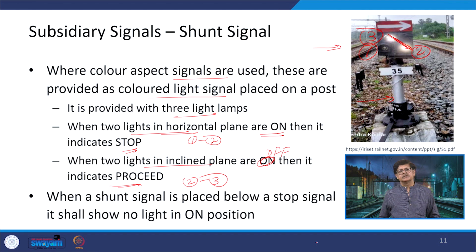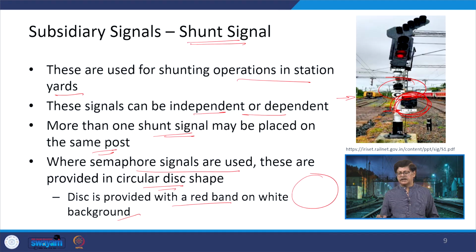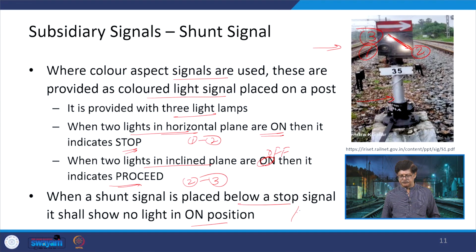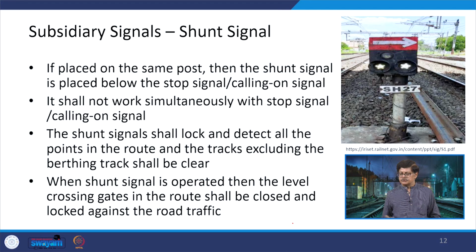Now, when the shunt signal is placed below a stop signal, it shall show no light in on position. So, if it is being correlated with the stop signal, as we have seen here that on the same one it is being provided, here there is no light, whereas the stop signal is saying you have to stop the train. So, that is what it is saying here. So, here you can see the combination, the horizontal direction, the two lights are on, and that is giving you an indication that you have to stop.